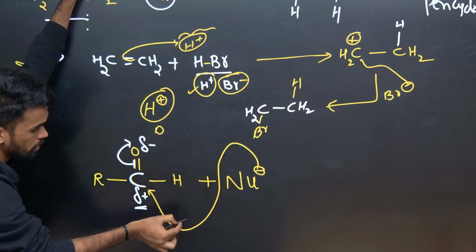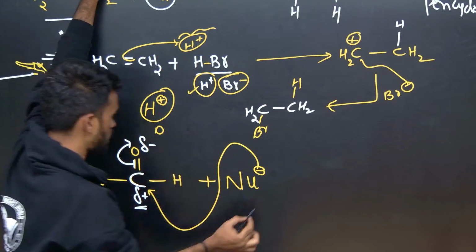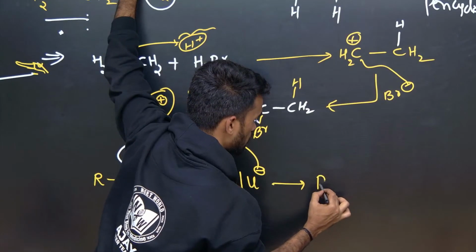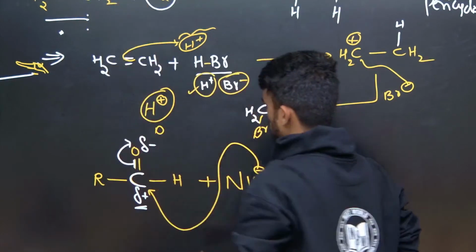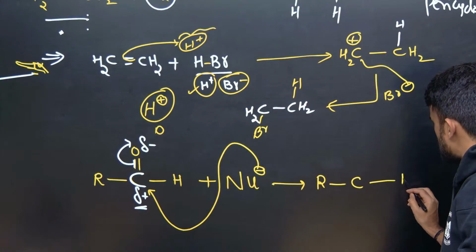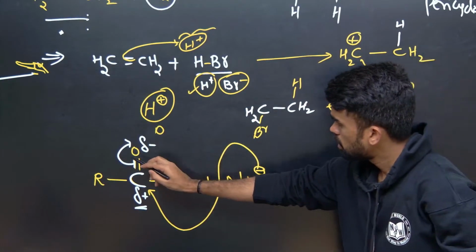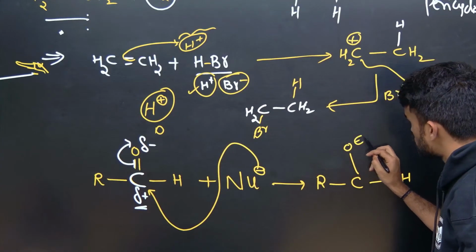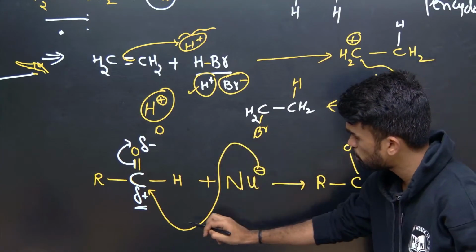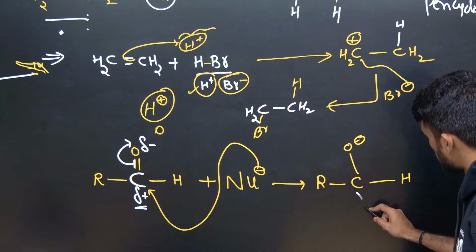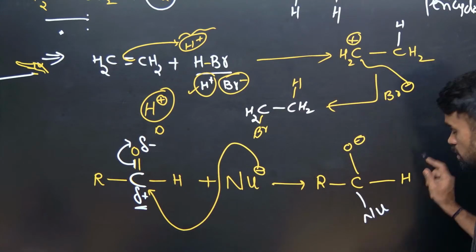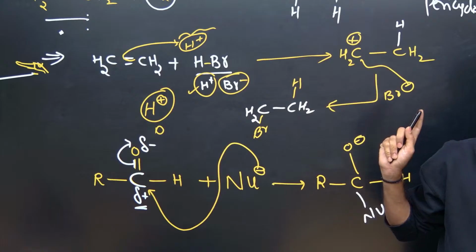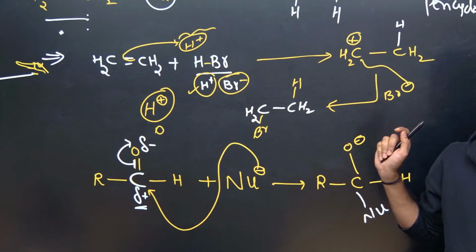Therefore the new incoming group is entering here, and what we are expecting here, what is the product? RC. Tell me RC, this side H as it is, I am writing. See this bond, the pi bond is taken by oxygen, so that it will become O minus. Yes or no? And what is the new group entering onto the carbon? Nucleophile, Nu. Yes, this is the product. That's it. Simple, right? Any confusion?